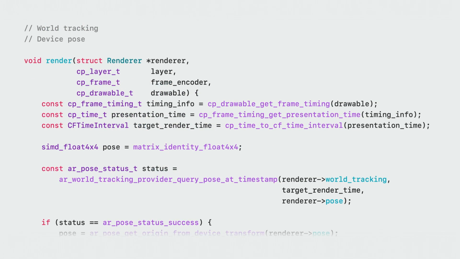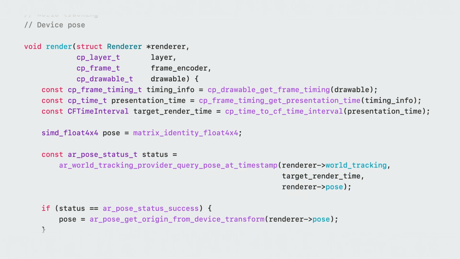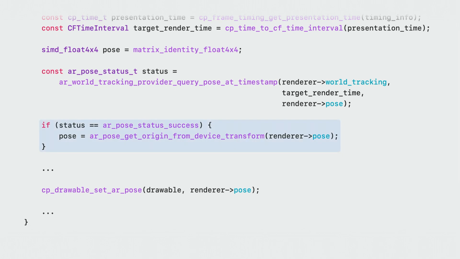Let's jump over to our render function now, which we will be calling at framerate. Using the drawable from compositor services, we fetch the target render time. Next, we use the target render time to query for the pose of the device. If successful, we can extract the transform of the pose relative to the app's origin. This is the transform to use for rendering your content. Lastly, before we submit the frame for compositing, we set the pose on the drawable so that the compositor knows which pose we use to render content for the frame.